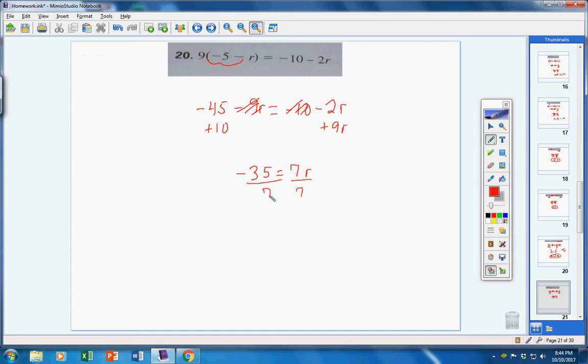Now, divide by 7 to get rid of your coefficient. You're left with R over here. Negative divided by positive is negative. 35 divided by 7 is 5. So the answer is negative 5.